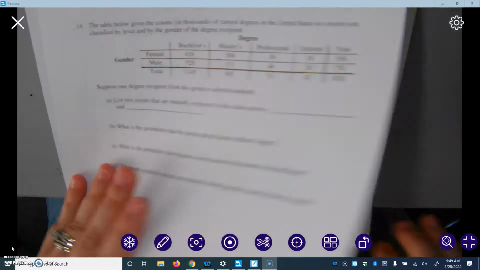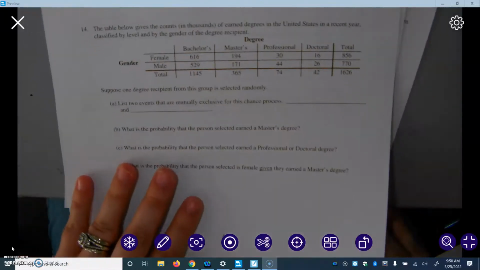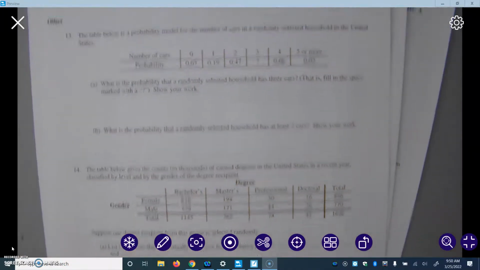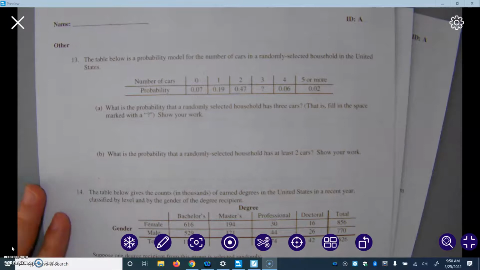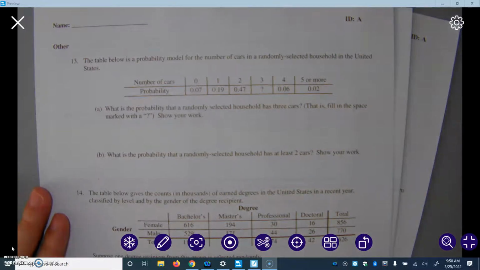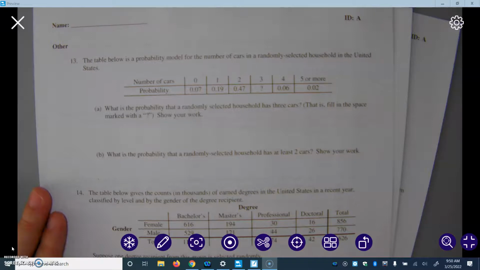All right, these are free response. So question 13, the table below is a probability model for the number of cars in a randomly selected household in the United States. What is the probability that a randomly selected household has 3 cars? What is the probability that a randomly selected household has at least 2 cars?